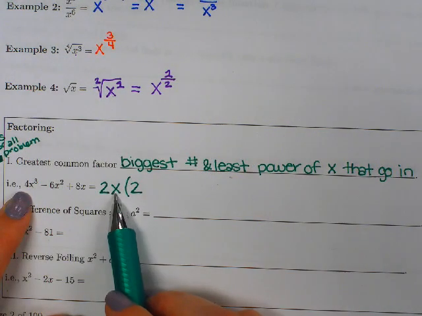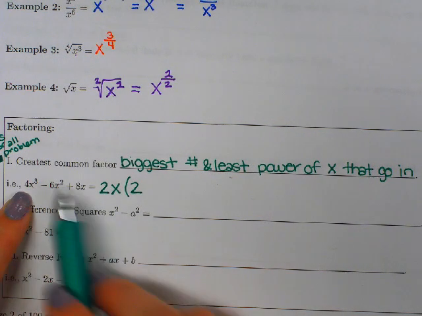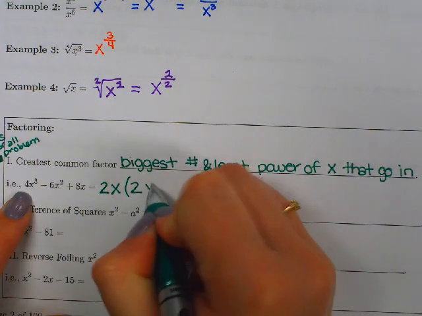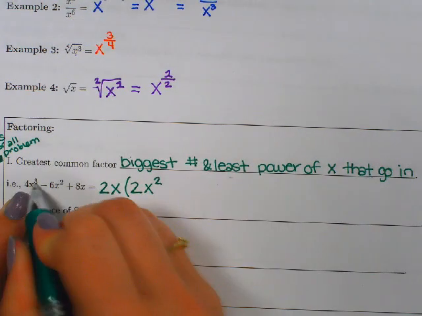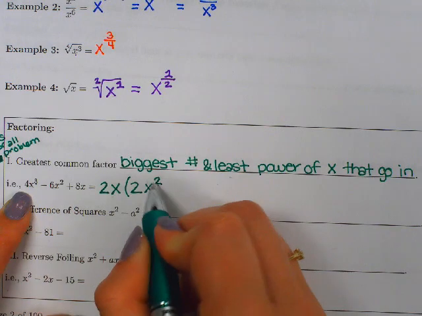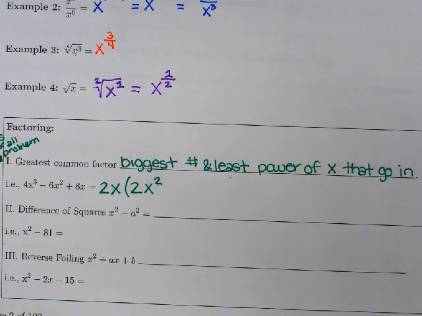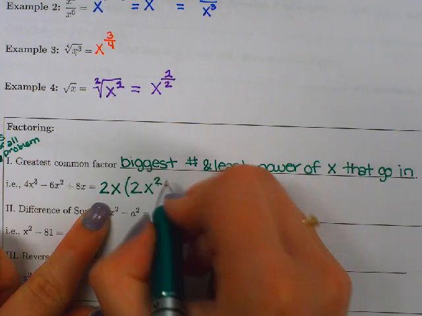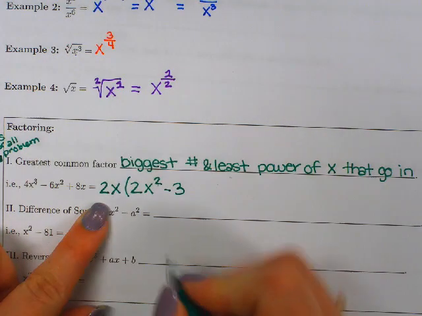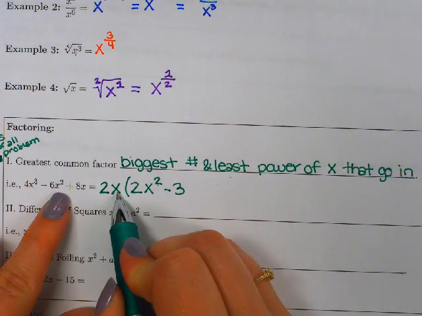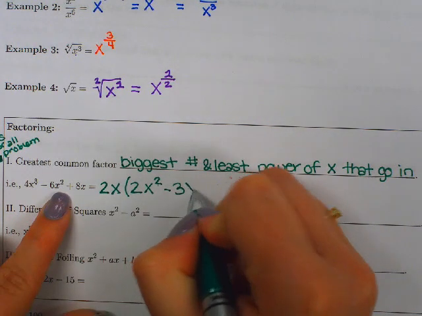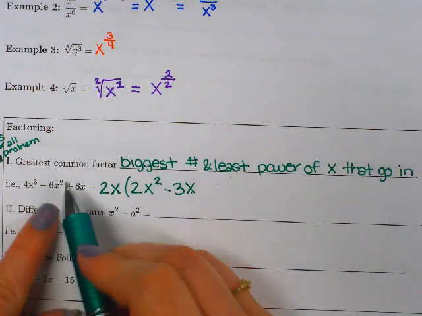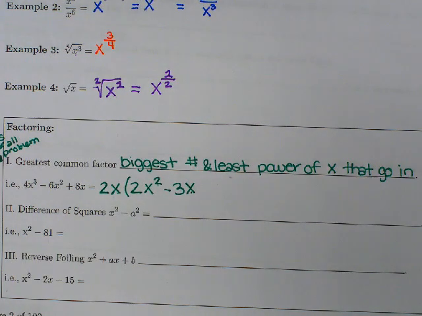And then remember, when you multiply bases, you add powers. So this is x to the first, and I need to multiply it by x to the 2 to get to x to the 3. Right? Because we want x to the 3, x to the 1 plus 2 is going to give me x to the 3. Remember, multiplying bases means add exponents. Next piece, 2 to get to -6, we'd multiply by -3. And I want to get from x to x to the 2, so I need to multiply by an x. X to the 1 plus x to the 1 is going to give me x to the 2.